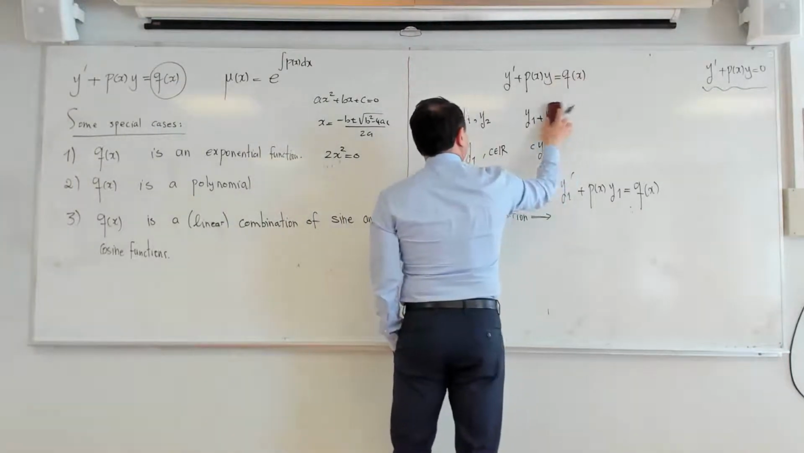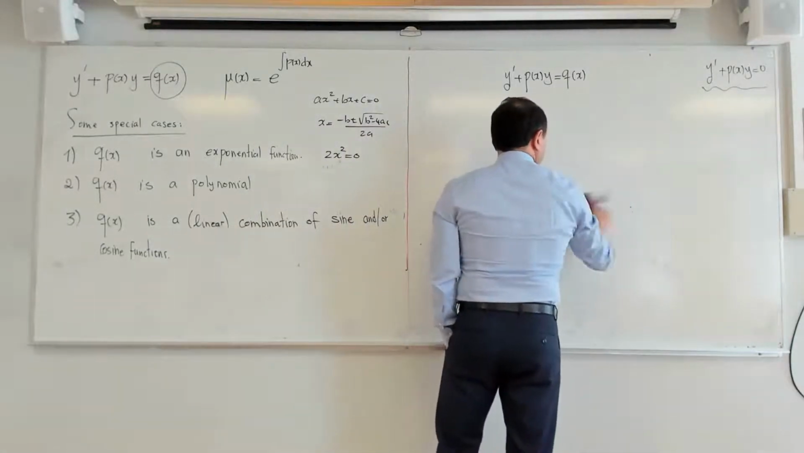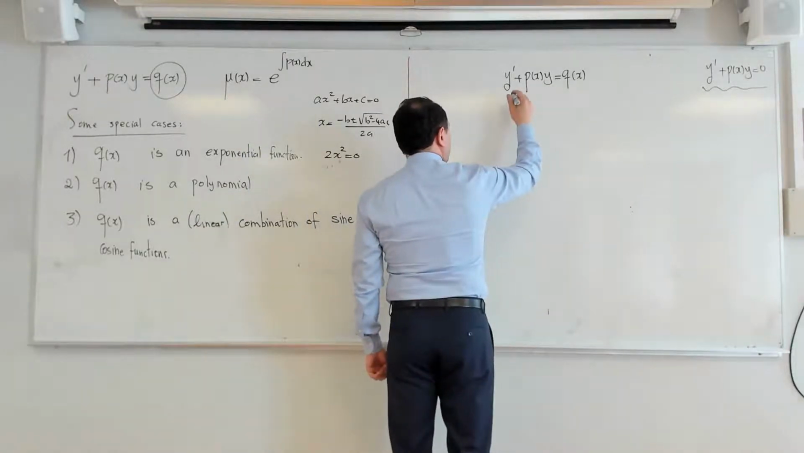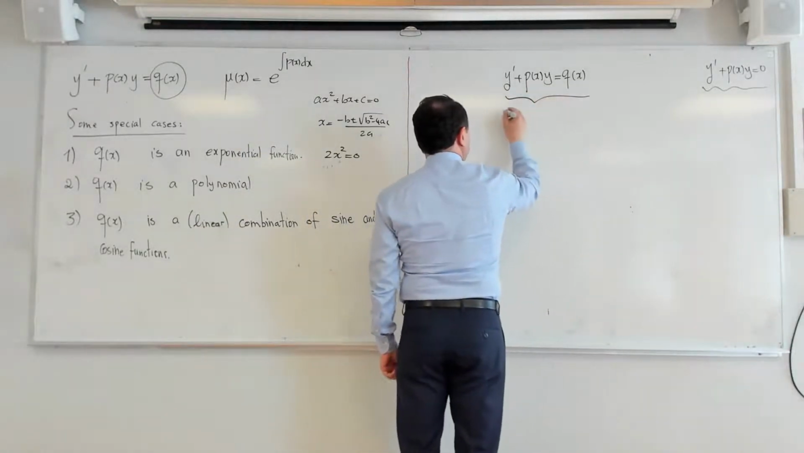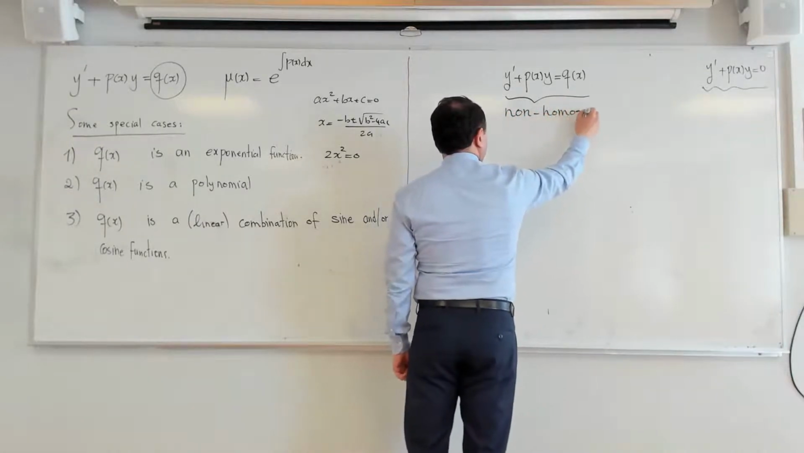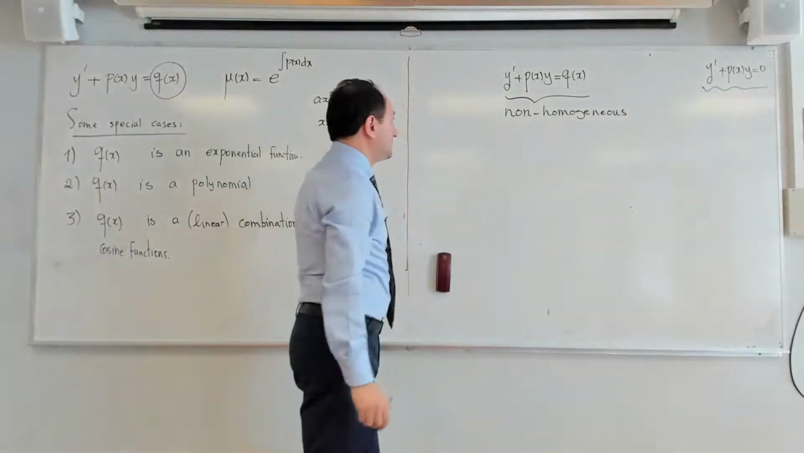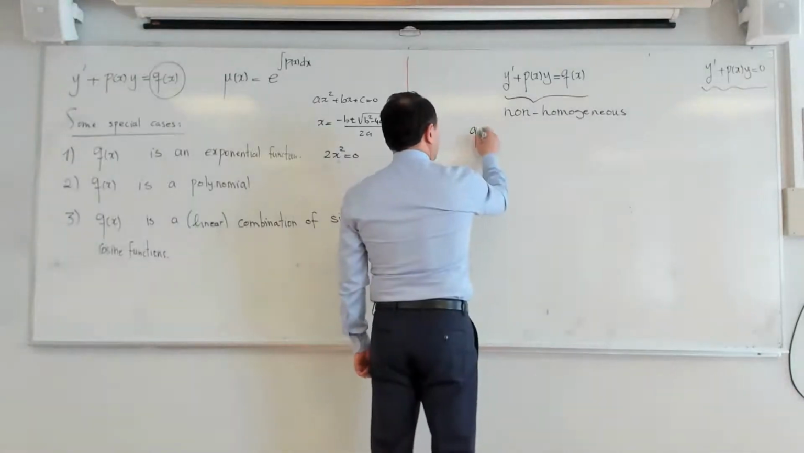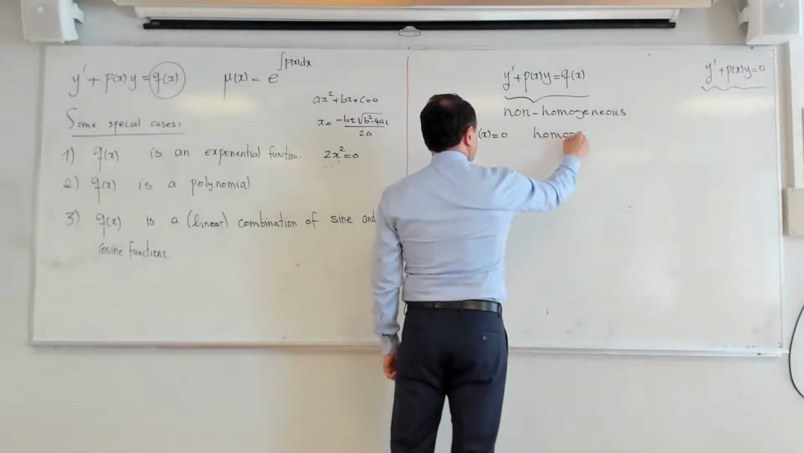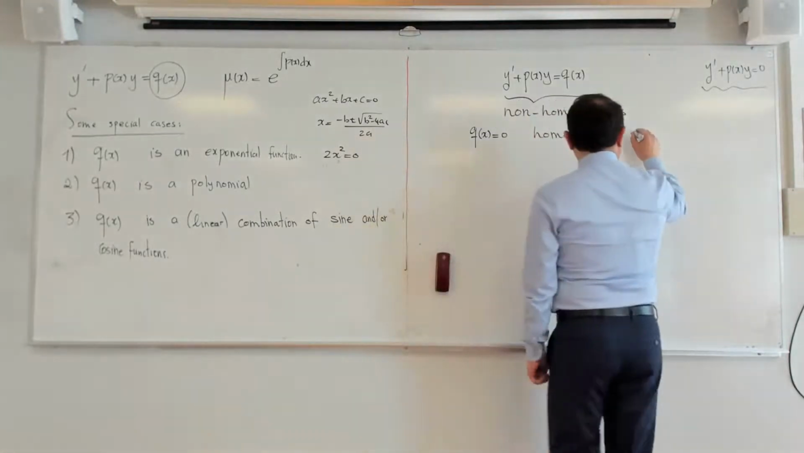Yes. Okay, so what we need to do. This is the point. This is called, by the way, okay, I remember the words now. This is called non-homogeneous. And if q of x is equal to 0, this is called homogeneous and linear.